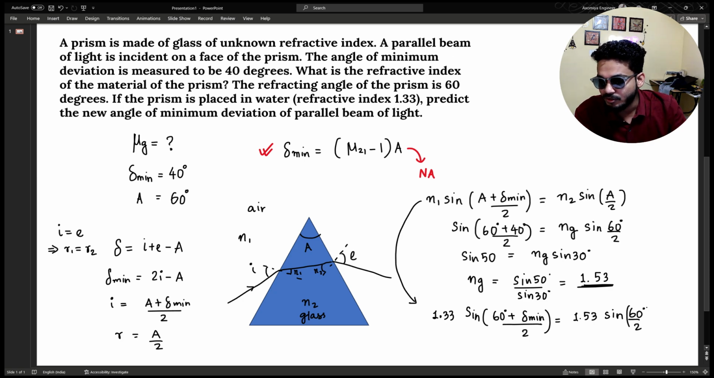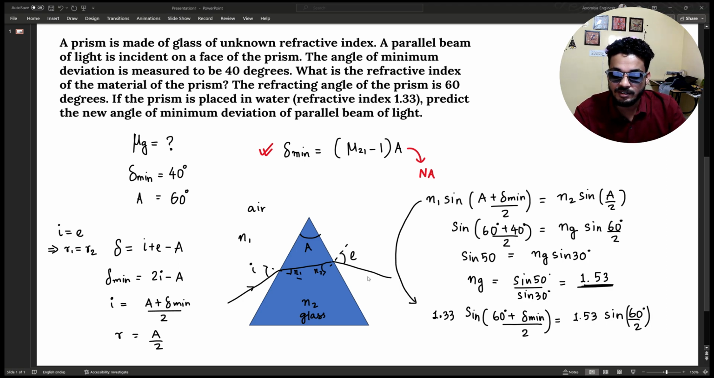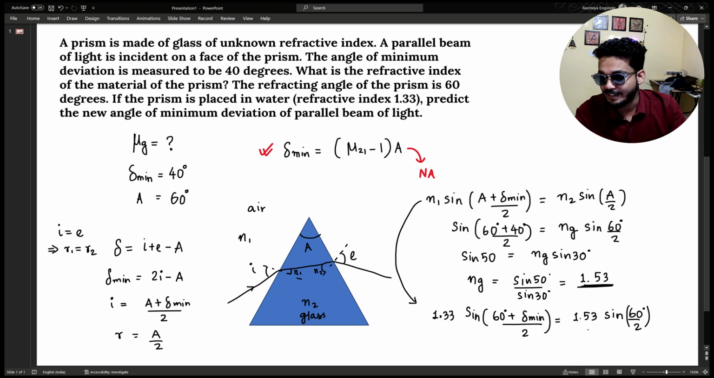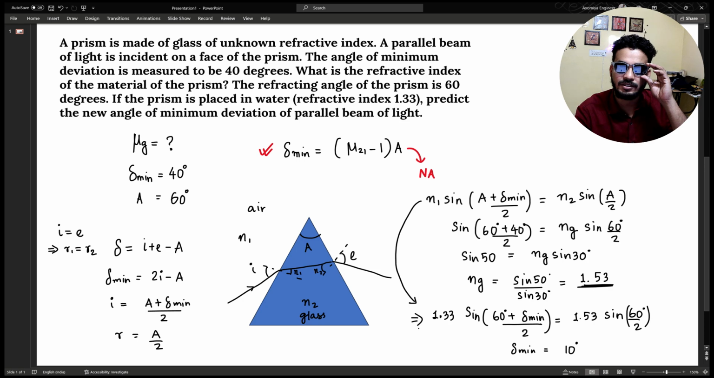Again, you'll need a calculator to solve this, because you'll have to take sine inverse and stuff like that. But when you solve this using a calculator, you're going to get the value of minimum deviation as around 10 degrees from this particular equation, right? So this is how you solve the question. I'll see you in the next video.